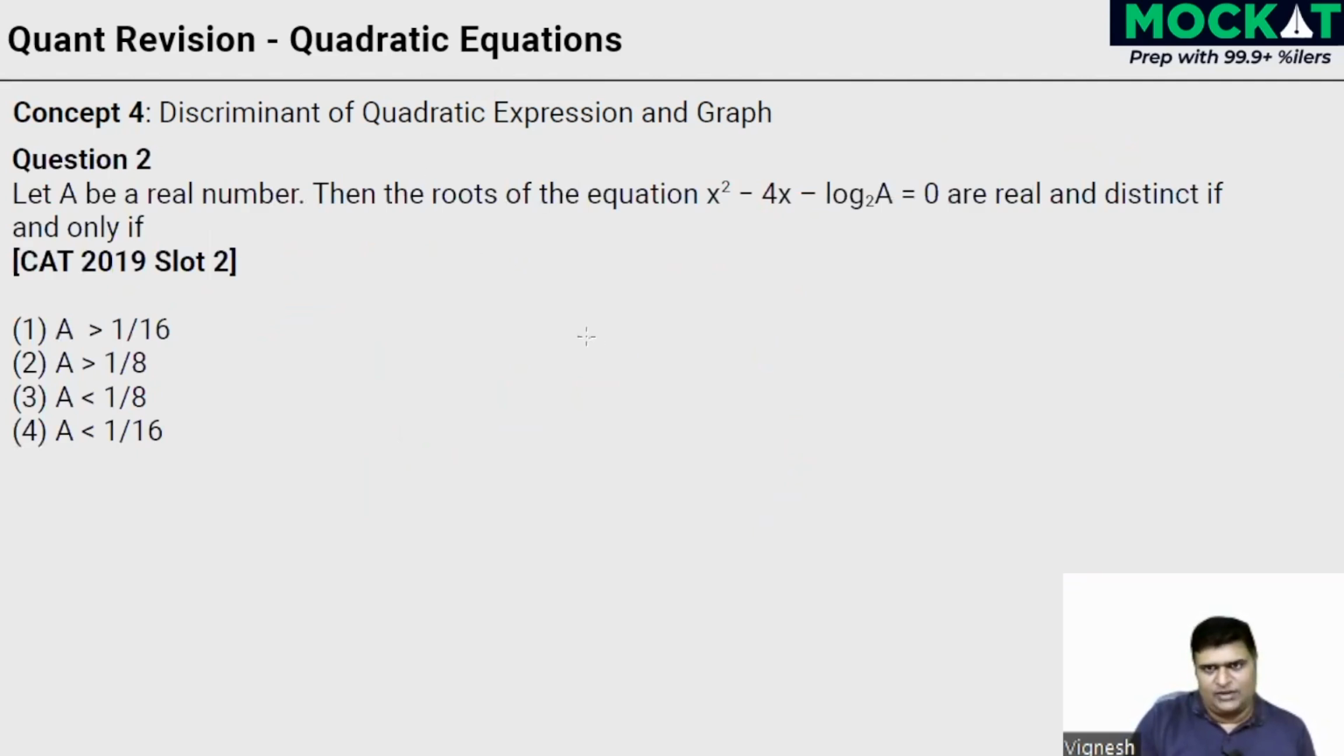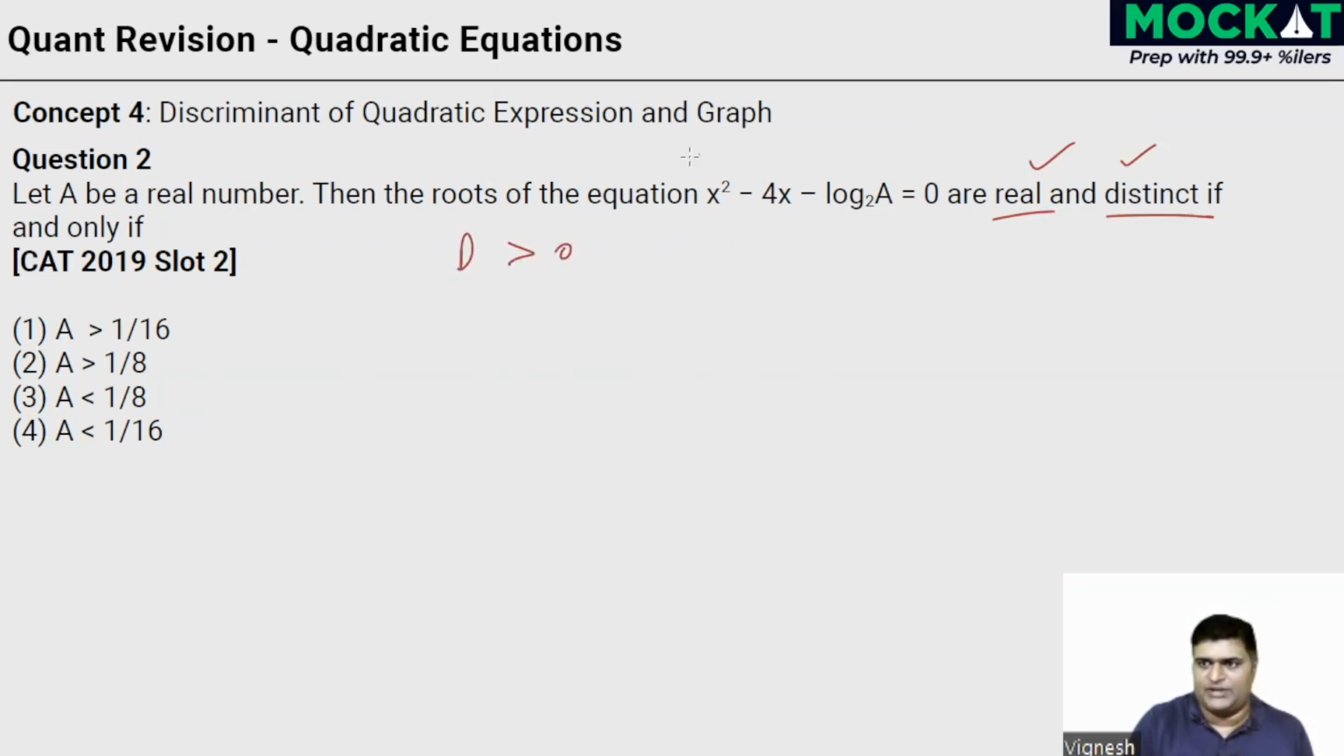Okay, so let's look at question 2 over here. Let a be a real number, okay? Then the roots of the equation x square minus 4x minus log a to the base 2 equals 0. Don't be looking at this and trying to factorize it, right? What is the question? Then the roots of this are real and distinct. The moment they've told me that it's real and distinct, that means discriminant is greater than 0, if and only if. So the discriminant over here should be greater than 0.